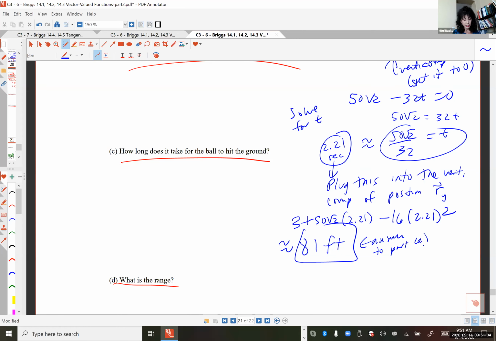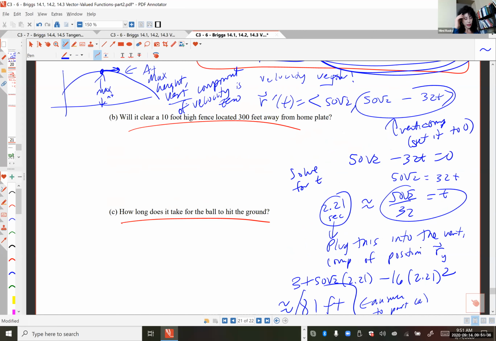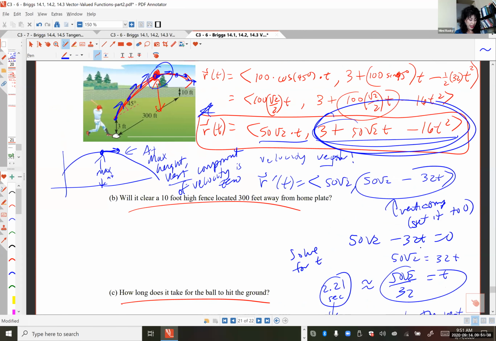Okay, now the next thing is letter B. What do they want to know? They want to know if the ball is going to clear a 10-foot high fence, located 300 feet away from home plate. So 300 feet away from home plate, we have some fence right here. Now, if the fence is too high, the ball is going to smack right into it and hit the ground, right? But if the fence is low enough, and they're telling us it's only 10 feet high, the ball will clear the fence. So we want to know, is it going to clear the fence?